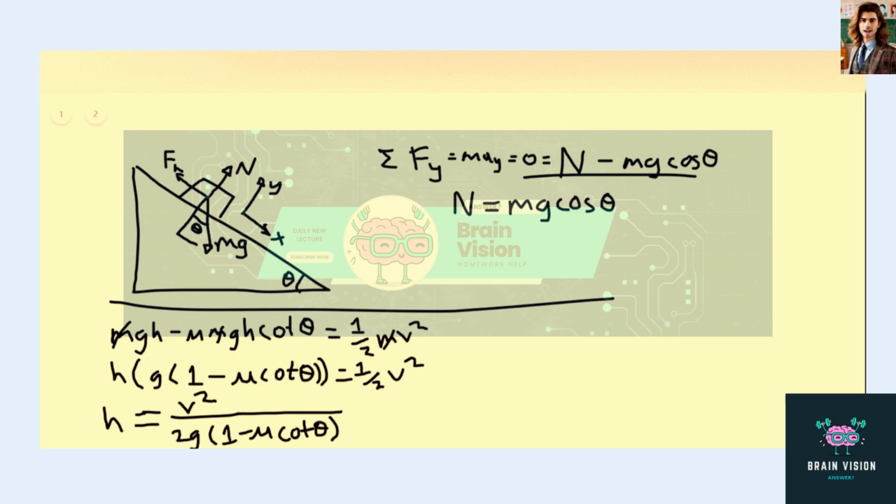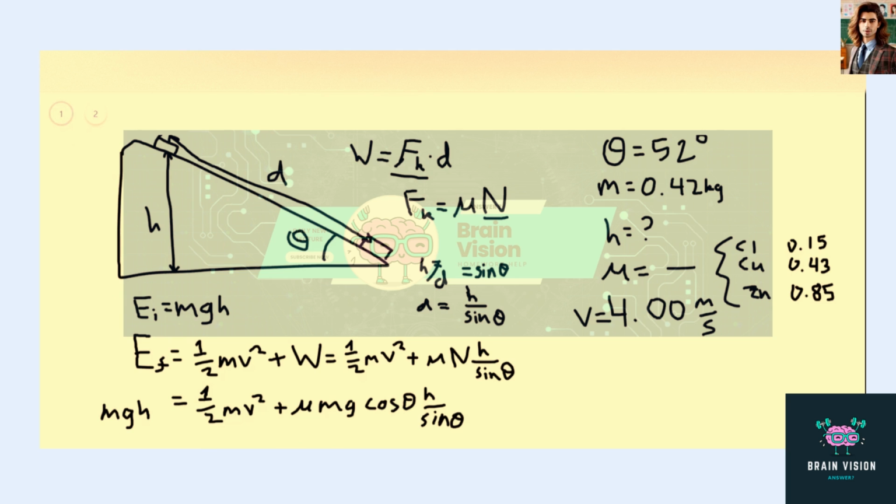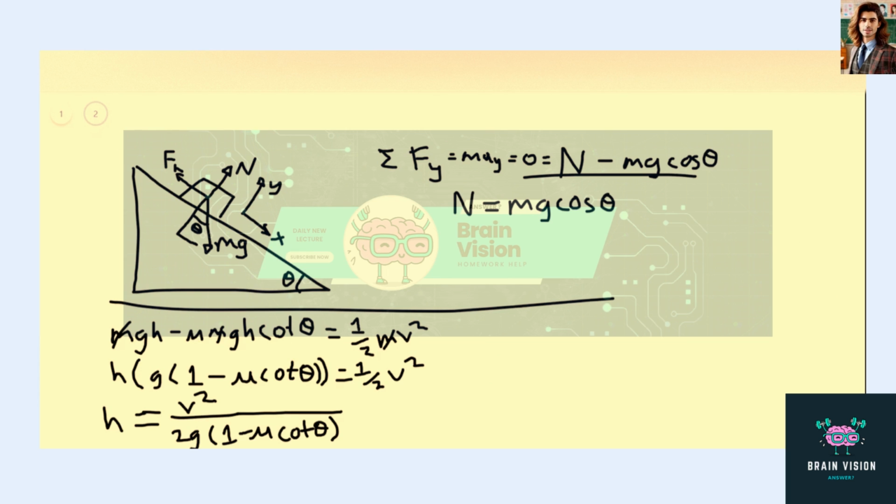We have our final equation, and since we have all of our values here, theta, which you could plug into the cotangent, we have the mass, which we actually end up not using, and we have our mu values for each of the components and our velocity. We just plug them into this equation, and what we get for the height for the cast iron is an h value of 0.92 meters.